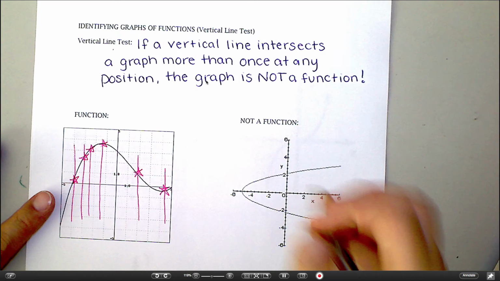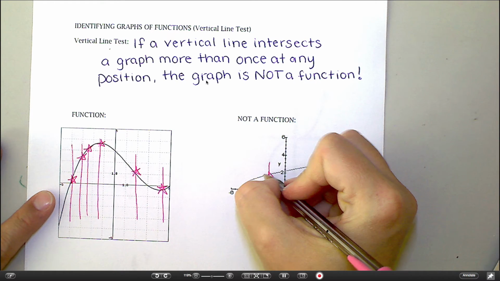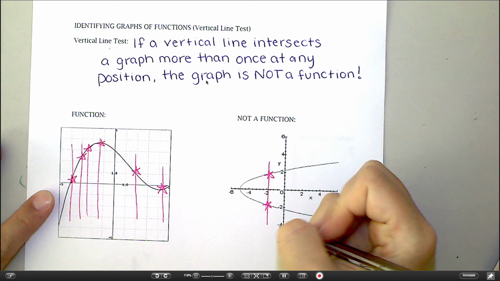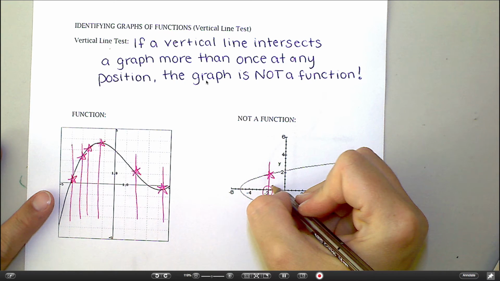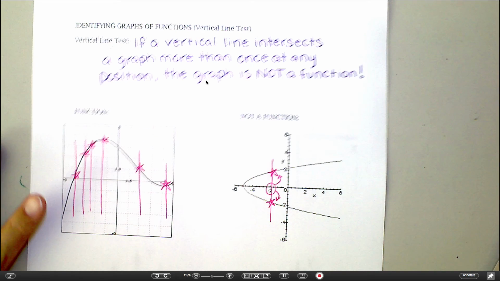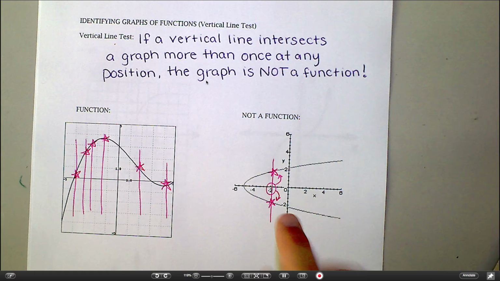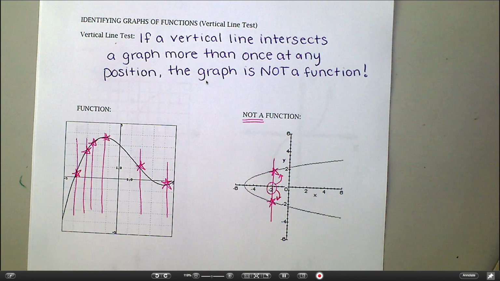But if I come over to this graph, see how if I draw a vertical line right here, I hit the graph 2 times? That means that this -2 is paired up with 2 different y values. And because of everything we know about functions, we know that's not allowed. So when that happens, that's not a function. So that's called the vertical line test.